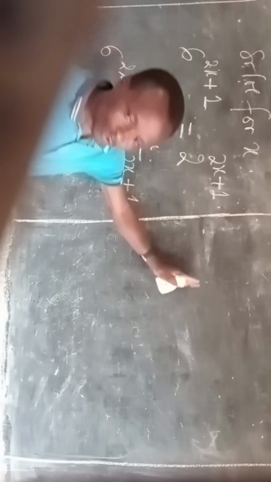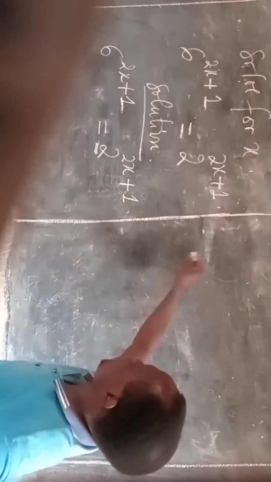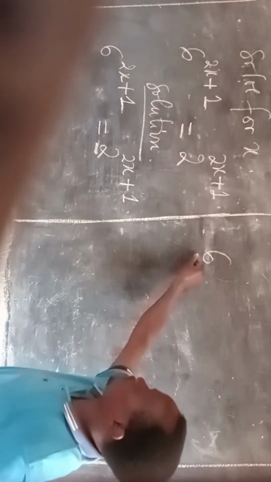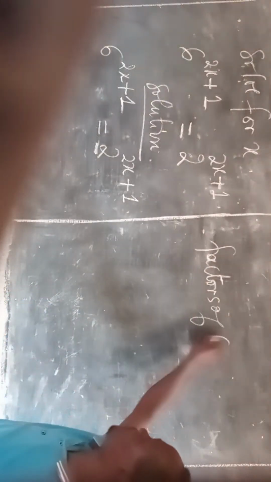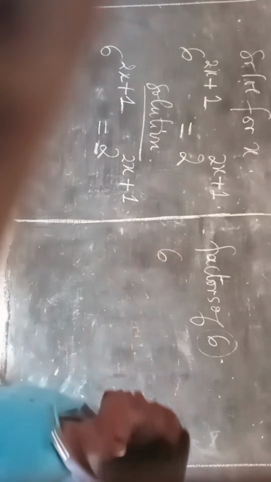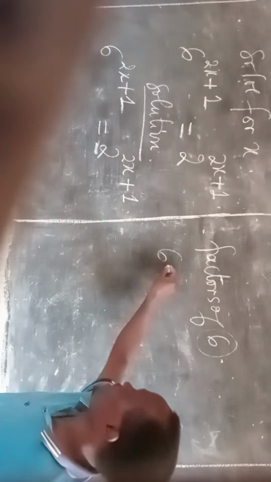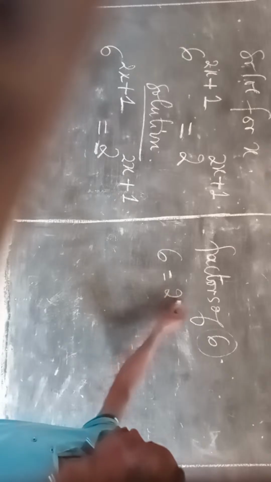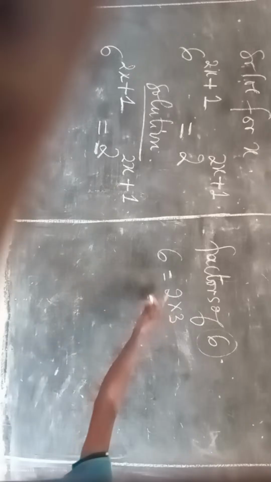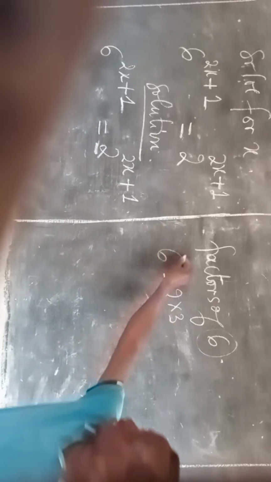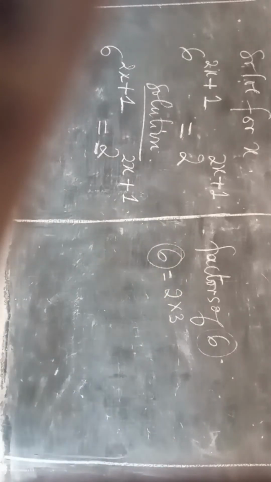Allow me to come to the next part. Now we need to find the factors of our number 6. It should be equal to 2 times 3. These are the factors we should find from this number 6.